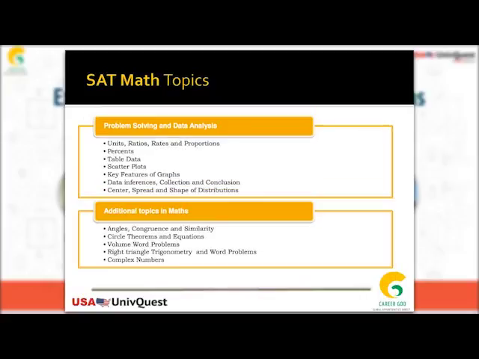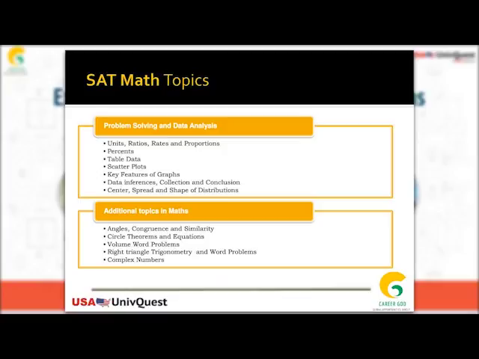So next, same thing, Problem Solving and Data Analysis. We have these topics, and in Additional Topics in Math, we get only 6 questions. In my next slide, I'm going to tell you exactly how many questions you are going to get from each topic, and in which section. Then I'll give you some sample questions and some strategies to face the SAT exam. So these are the 4 sections, and these are the topics which are going to come in the exam.